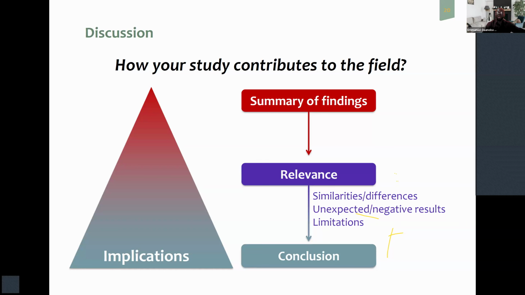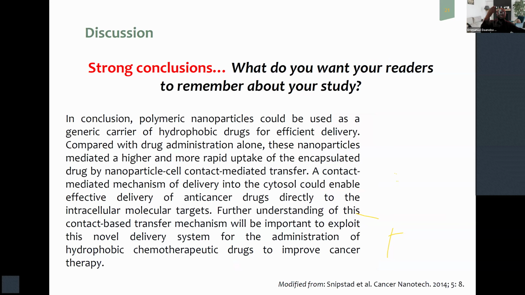That's what discussion is all about. So let's look at discussion, strong conclusions, how you conclude a discussion. What do you want your readers to remember about your study? So in conclusion, polymeric nanoparticles could be used as a generic carrier of hydrophobic drugs for efficient delivery.